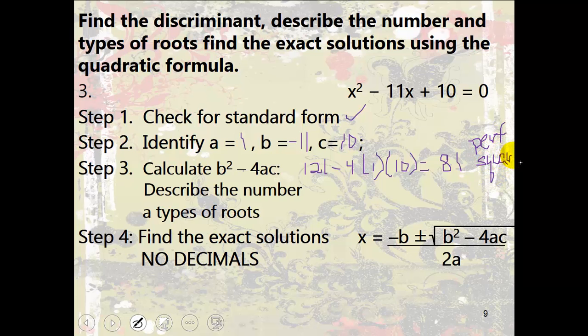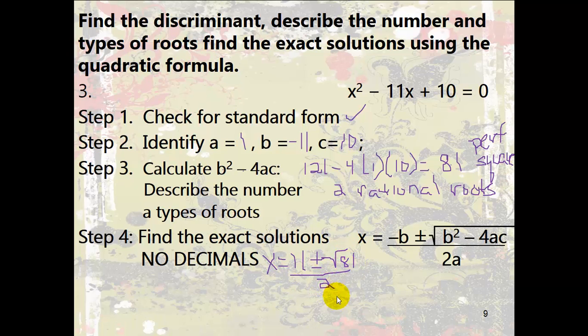So that means when you look at that chart, positive and perfect square is 2 rational roots. Now I'm going to plug in. x equals, the opposite of b is 11 plus or minus the square root of 81 over 2. So that means x equals 11 plus or minus 9 over 2. So that means x equals 11 plus 9 over 2.